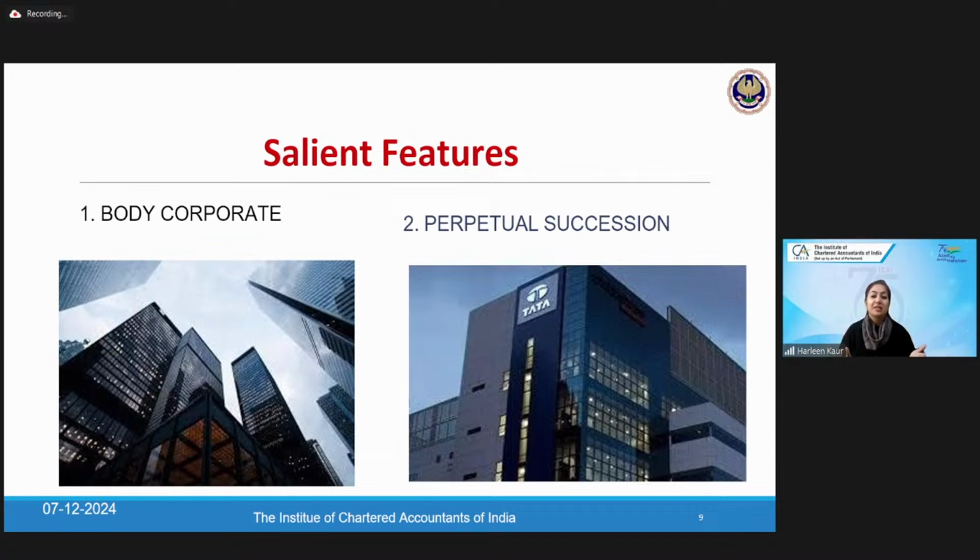What does it actually mean, ma'am? The name of the company has to be struck off from the Registrar of Companies. Winding up has to be done if you want to close a company. A company has nothing to do with the existence of its members or directors. A company gets its own legal existence.